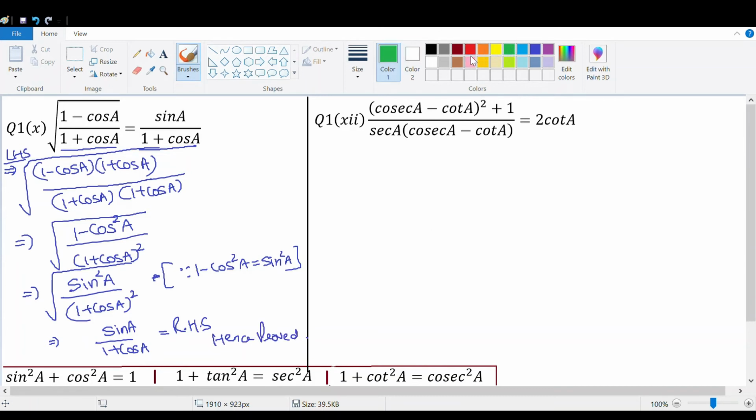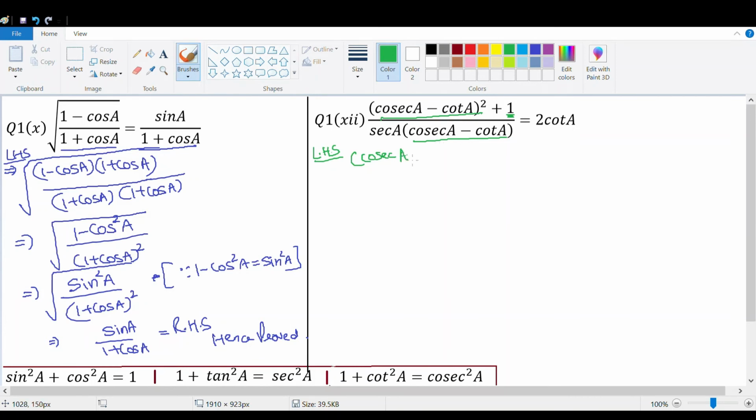The next question that we do is question number 1, part 12. It says cosec A minus cot A whole square plus 1 upon sec A times cosec A minus cot A. So again, I will start with the left hand side. I realize that in the numerator and denominator, I have cosec A minus cot A common, which means if I can convert 1 into cosec and cot, maybe I should be able to take something out. So let's see, instead of writing 1, let me replace 1 with cosec square minus cot square. And how do I get that idea? Because I want to cancel cosec A minus cot A and cosec A minus cot A somehow.